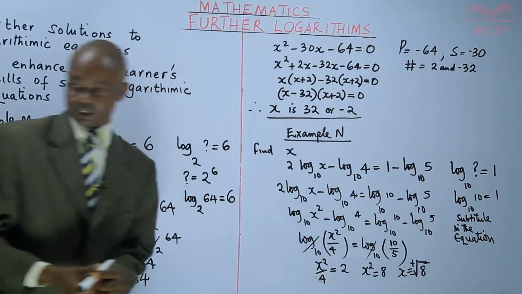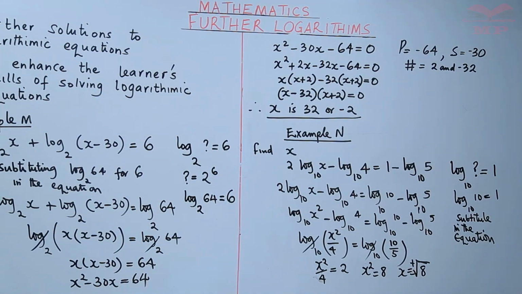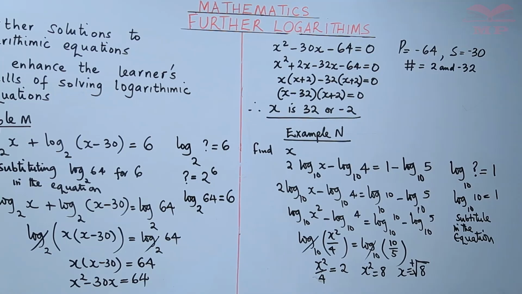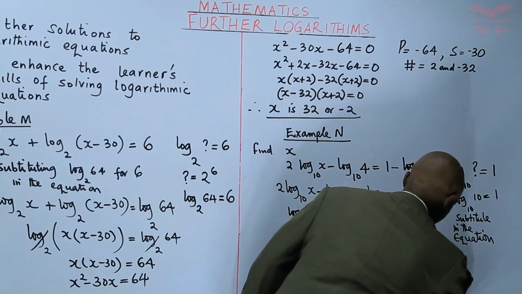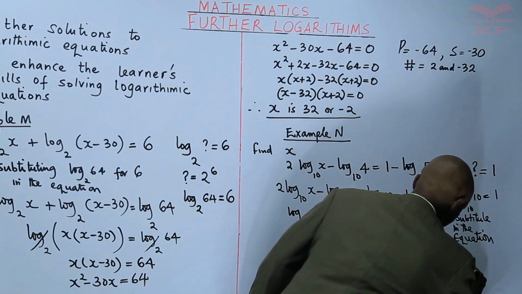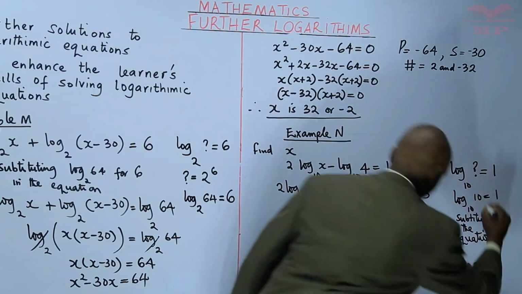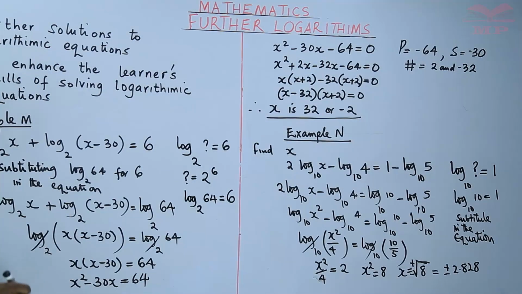So I'll punch it in my calculator. Work it out. Square root of 8 is 2.828. So it is equal to plus or minus 2.828. That is how we get that. Let's look at the last example.